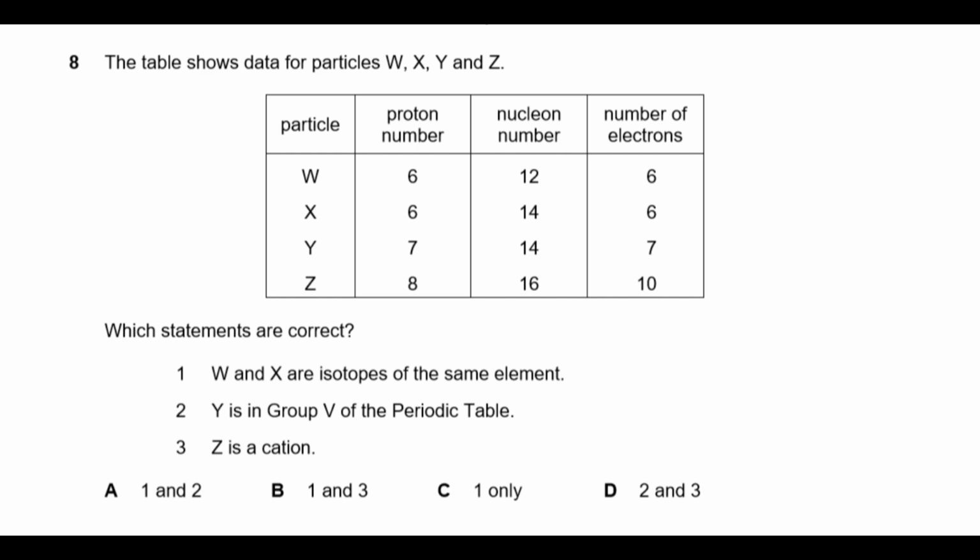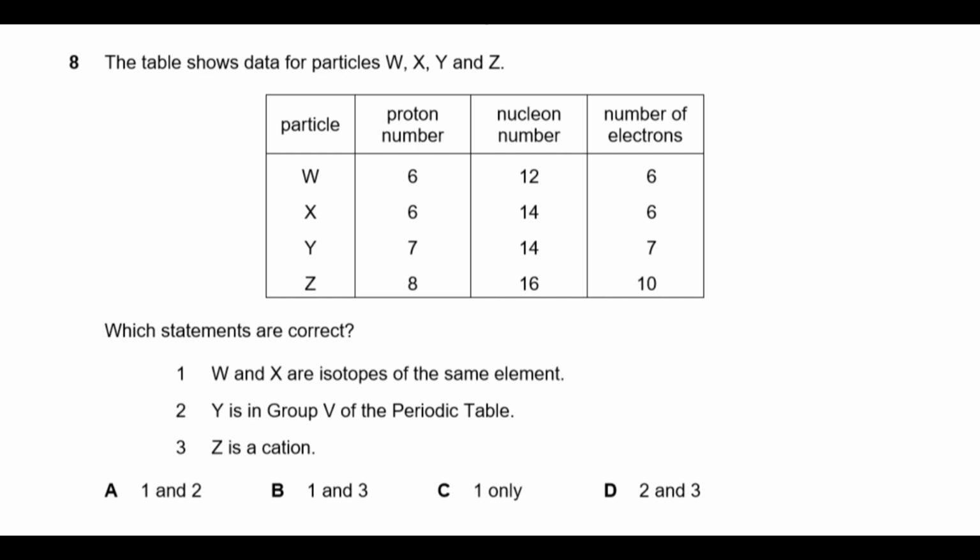Now we know that isotopes are the atoms of the same element with the same number of protons but different number of neutrons, or different mass number or nucleon number. Now let's see whether W and X are isotopes. W has a proton number of 6 and X has a proton number of 6. And their nucleon numbers are different.